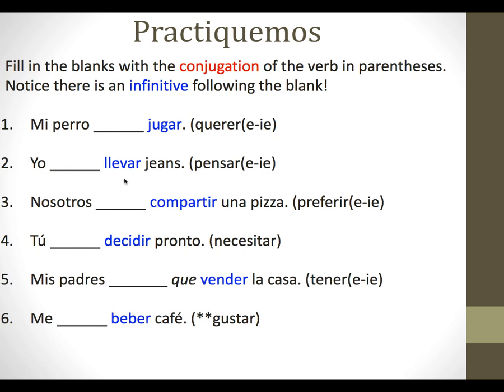All right, so let's do the first one together. Mi perro, my dog, is like saying he. So you would conjugate this verb querer in the he form, the él form, okay? So we do want to change the E to IE. We want to drop the ER and add back the appropriate ending. So this should be quiere, right? Mi perro quiere jugar means my dog wants to play. All right, go ahead and conjugate the rest of these, and then we'll check our answers.